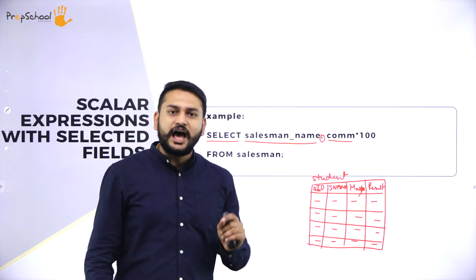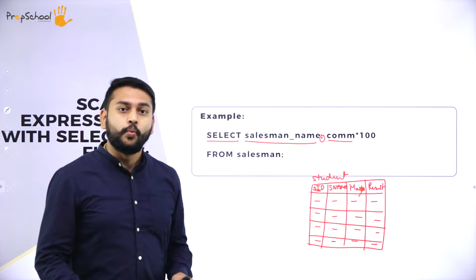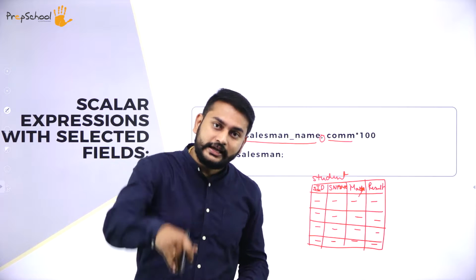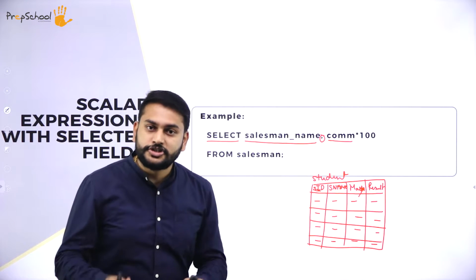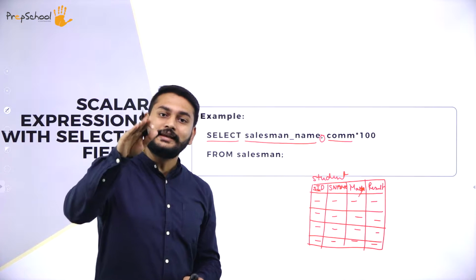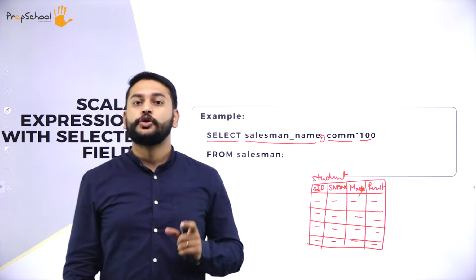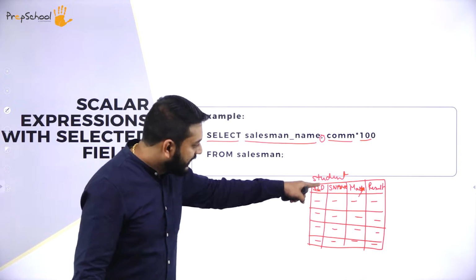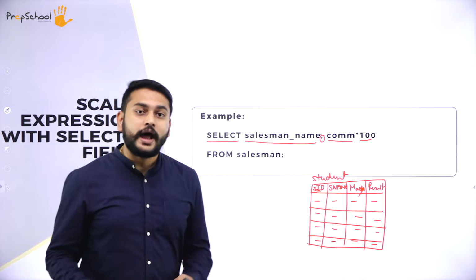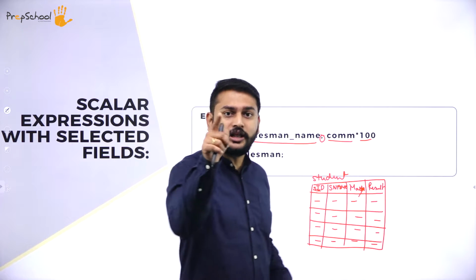So what is this star 100 you have given, sir? So guys, please understand, whatever the value that I already have inside my table in the column called commission, I'm multiplying it into 100. That is what you have to understand. Suppose in this example, if I want to add 10 marks for this, how do I do that? So I will leave it to you.